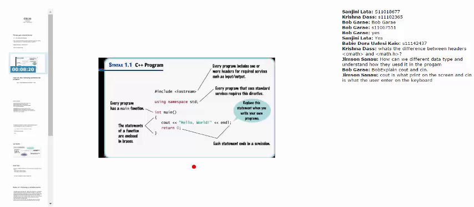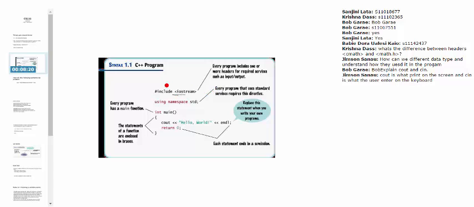So let's evaluate this C++ program. As you can see, the first line is the header file. Every program includes one or more headers for required services such as input or output. One of our friends asked the question regarding cmath. cmath is another header file used to do mathematical operations.